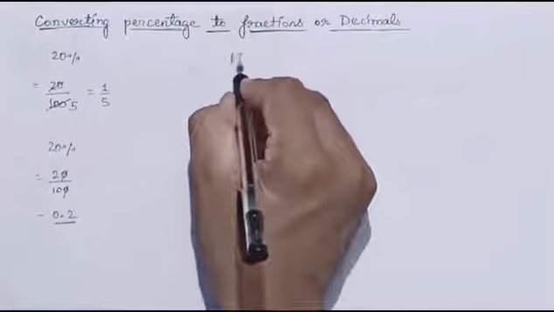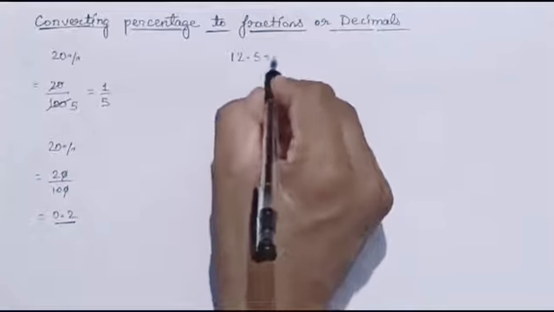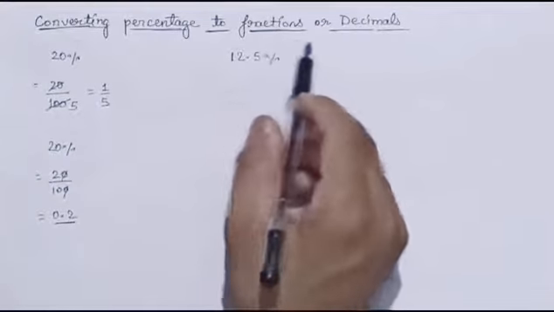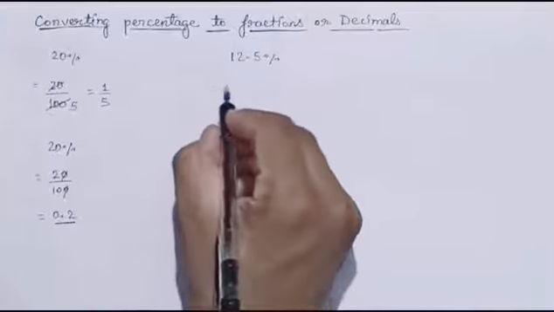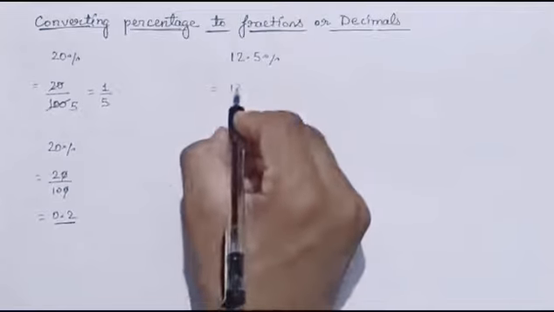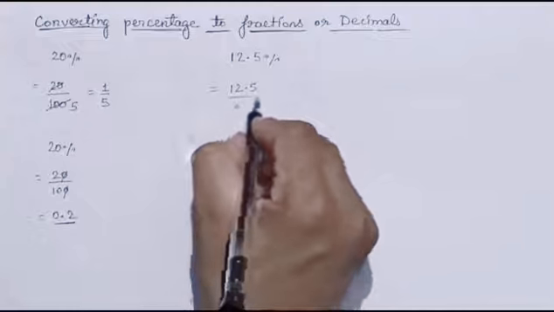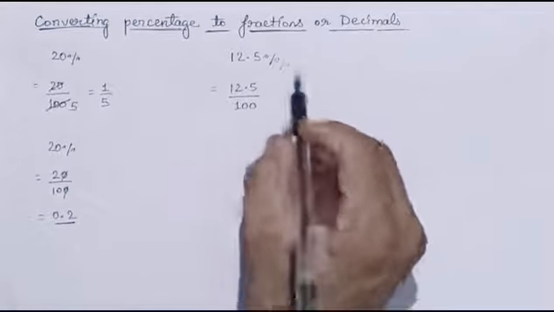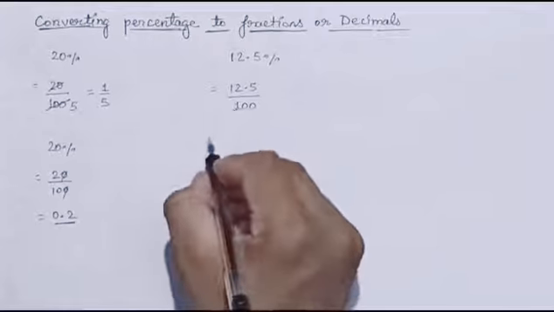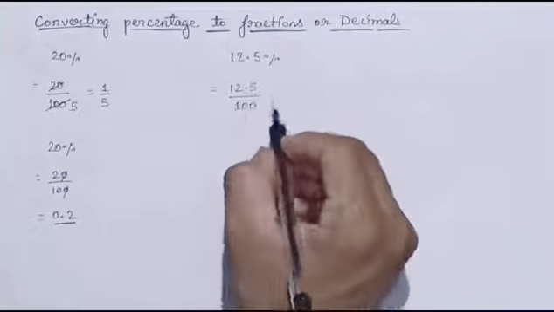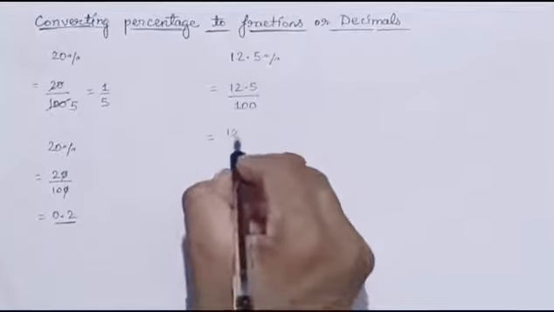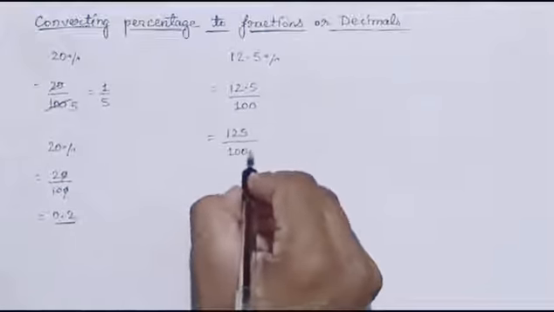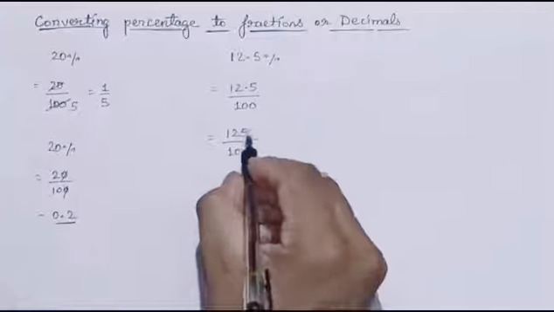Suppose we have given 12.5% and we have to convert 12.5% into fraction and decimal. Then we can write 12.5% as 12.5 divided by 100 and we have to remove the percentage sign. Now when the decimal shifts to the right, then what do we have? 125 divided by 1000. Now let us simplify.